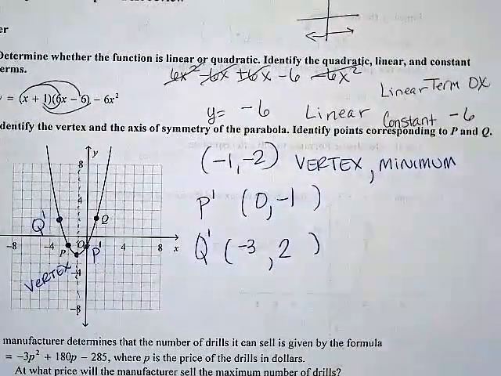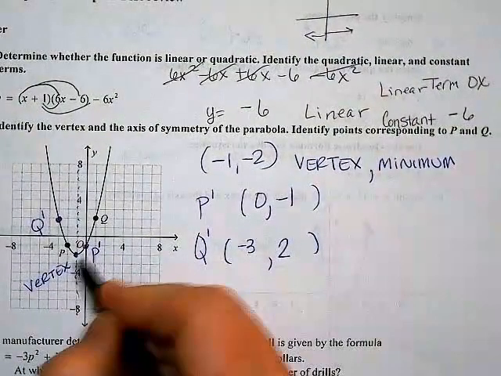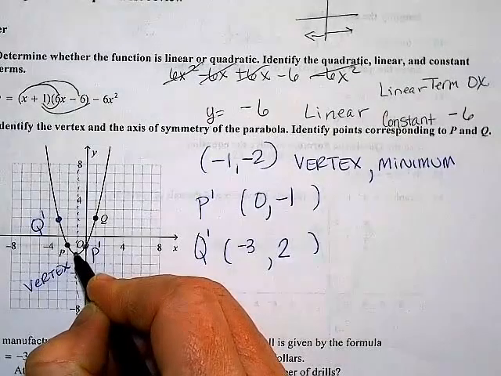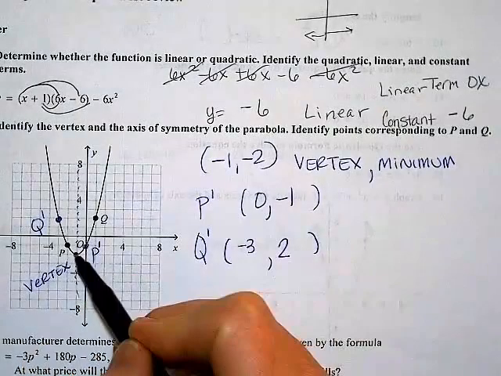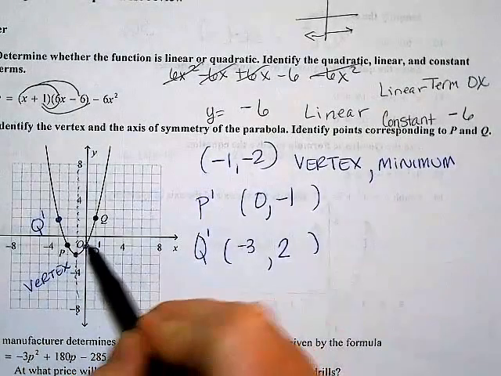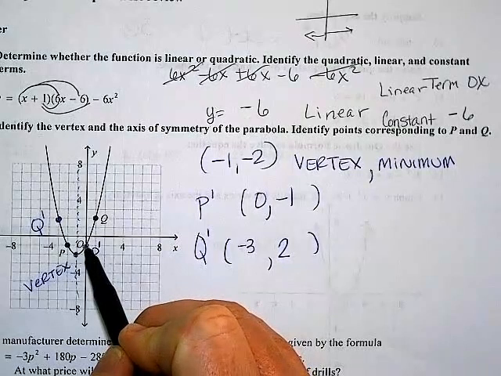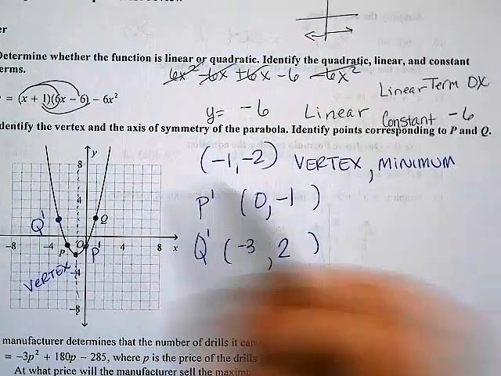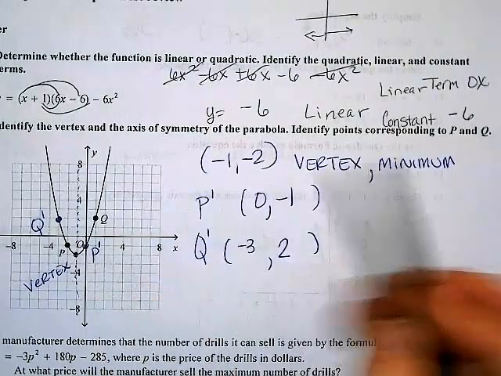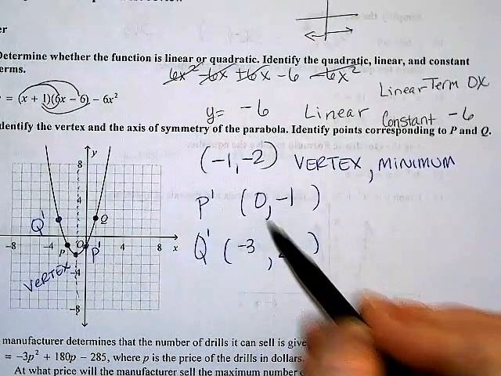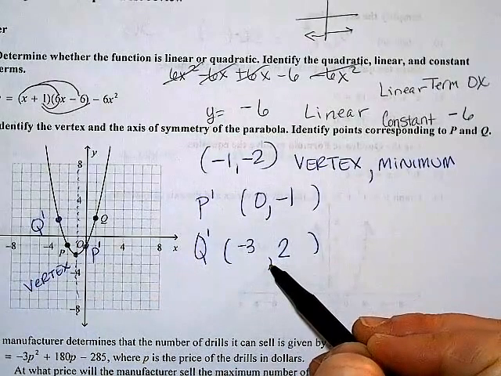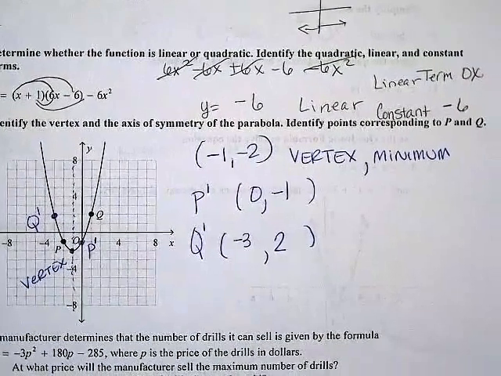The next question says identify the vertex. You just have to pick it out from the graph, and it's at negative 1, negative 2. And you have to determine the location of P prime and Q prime, which are the mirror images of P and Q. P prime is at 0, negative 1, and Q prime is at negative 3, 2. Questions on that one? That's pretty basic.